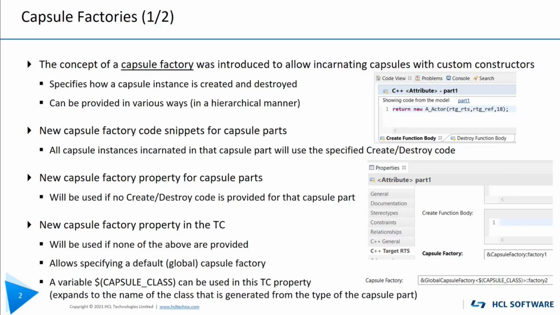As you can see in the screenshot here, we simply write the code by returning an instance of the capsule, and when we invoke the new operator, we can also specify the arguments that we need to pass to our constructor.